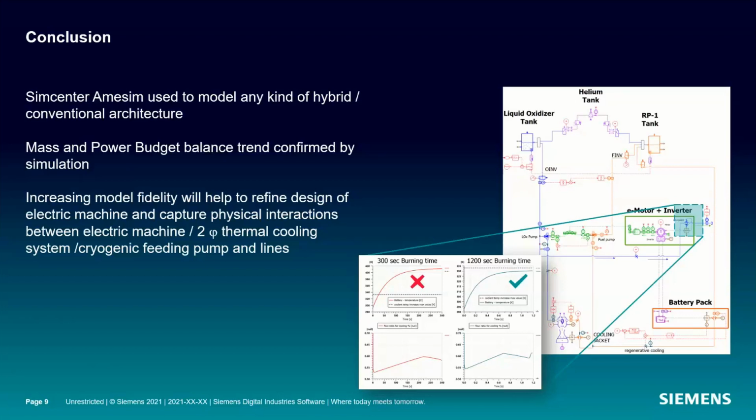Now, if we go to increase the model fidelity, we want to maybe have better parameter sets for defining that electric machine, maybe capture some physical interactions of the machine, or maybe some thermal modeling, and further cryogenic feeding pump and lines. Having better parameterization will obviously increase the fidelity of the model, but also the accuracy of the model, to get more trade-off studies versus just that mass and power budget level analysis.